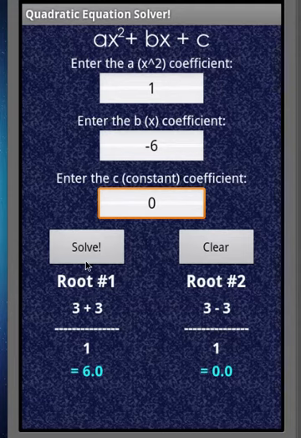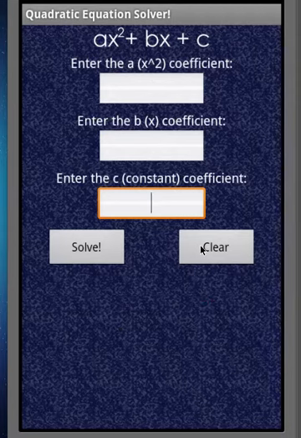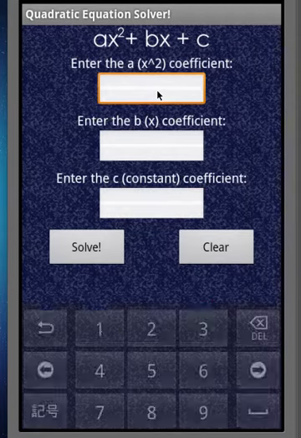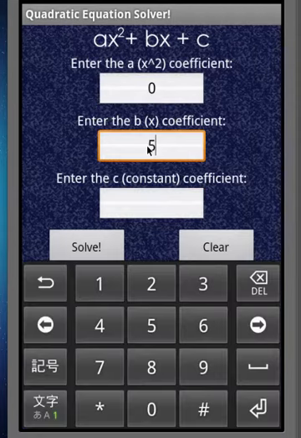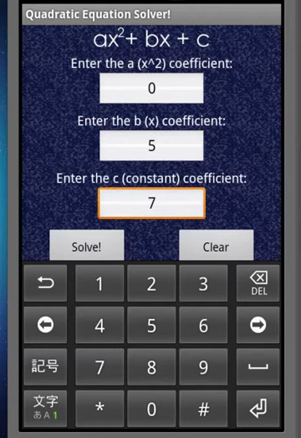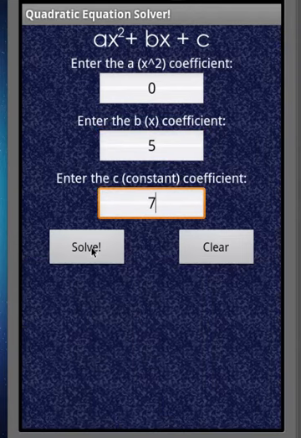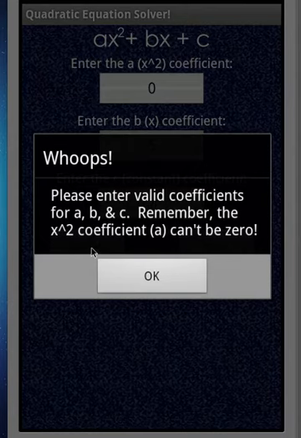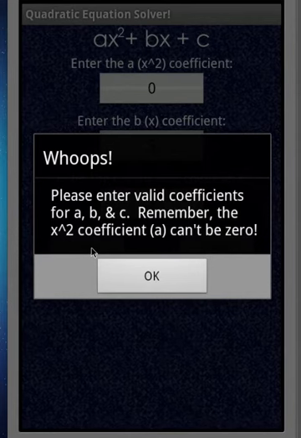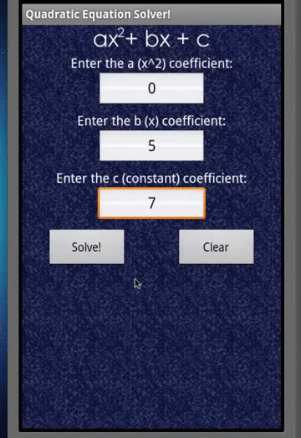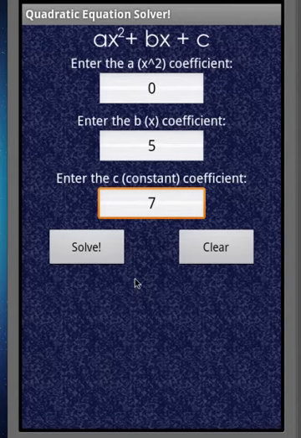The only two buttons are the solve and the clear. If you try to put in a 0 for the x squared coefficient, let's say I do something like this, it's going to throw an error saying that you have to enter valid coefficients for a, b, and c, and you have to remember that the x squared coefficient can't be 0. If it was 0, you pretty much have a linear equation here, and that's kind of a different type of equation to solve, a little bit more trivial.